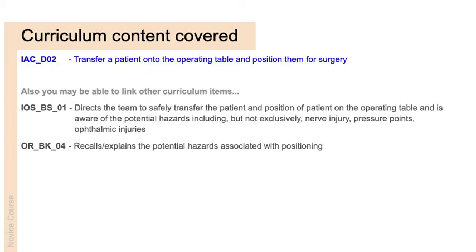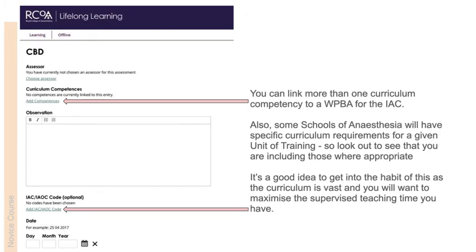To that end, the curriculum content we're covering is IAC D02, transferring a patient onto the operating table and positioning them for surgery. And looking through the other curriculum items, I can see two others that you can link to this when you do the workplace-based assessment. The way you do this is when you submit your workplace-based assessment, you add your initial assessment of competencies code, which you can see the bottom arrow pointing towards there, and you just select IAC D02. And then if you want to add any of the other curriculum competencies that I've mentioned, then you follow the top arrow I've got there, which is add competencies, and just select them too. And you'll get through the curriculum in no time at all.